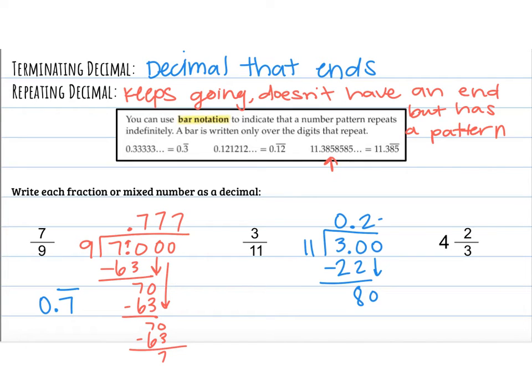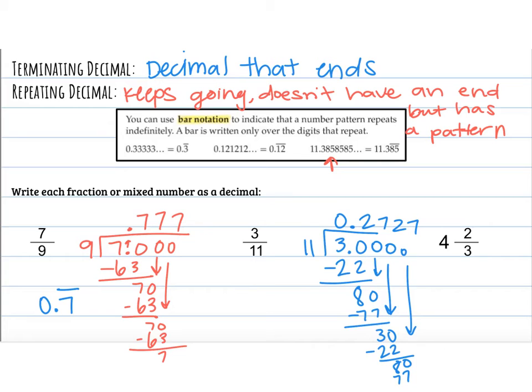11 goes into 87 times, which is 77. 80 minus 77 is 3. Add a 0. 11 goes into 32 times, which is 22, which ends up with an 8. If you notice, I have a pattern going here.